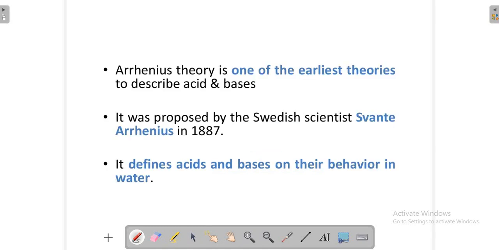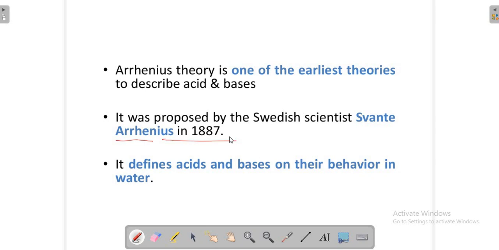Here you can see a brief description of this theory. Arrhenius theory is one of the earliest theories to describe acid and bases. ये जो थ्योरी है, जो शुरुआती दौर में जो थ्योरी डेवलप हुई, उन थ्योरी में से एक है, and it was developed in 1887. It was proposed by Arrhenius. So this question is very much important, and this question can be asked in your examination. Name the scientist who proposed the Arrhenius theory.